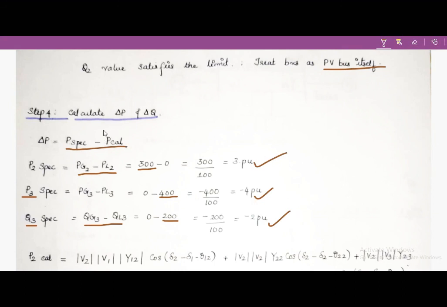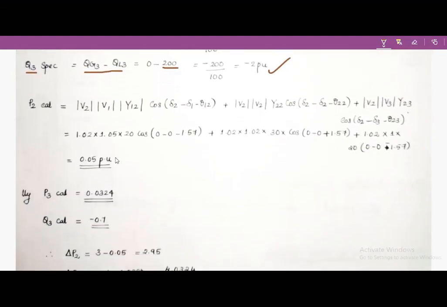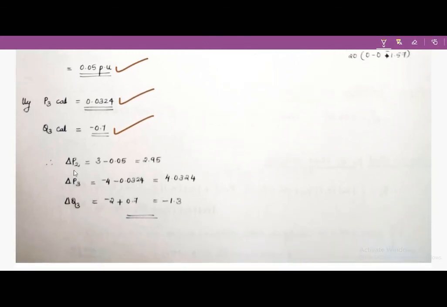And what is our next step? We will be calculating the calculated values, that is P2 calculated. You remember this step that we have done in the case of the Newton-Raphson method. I will be calculating P2 because we know the equation for the active power P. And in order to calculate P2, we will be substituting i equal to 2 and proceeding. Substituting all the values, we will be getting P2 calculated, P3 calculated and Q3 calculated. What is our next step? Delta P, isn't it? Delta P is equal to P specified minus P calculated. Likewise, we will be calculating delta P2, delta P3 and delta Q3.